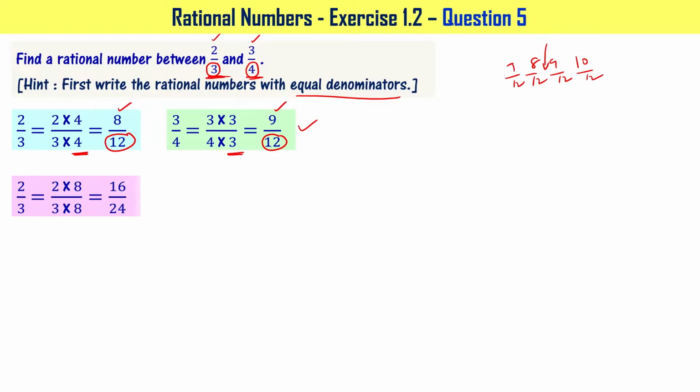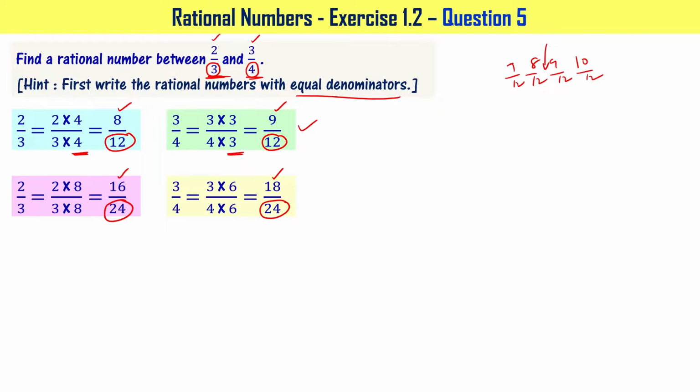Let's do that. 2/3 can be written as 2 times 8 divided by 3 times 8. That is equal to 16/24, right? Now 3/4 can be written as 3 times 6 divided by 4 times 6. That is 18/24. Look at this. The denominator of both the numbers is same, 24, right? Now, I have 16, I have 18 in the numerator. 17 is missing, right?